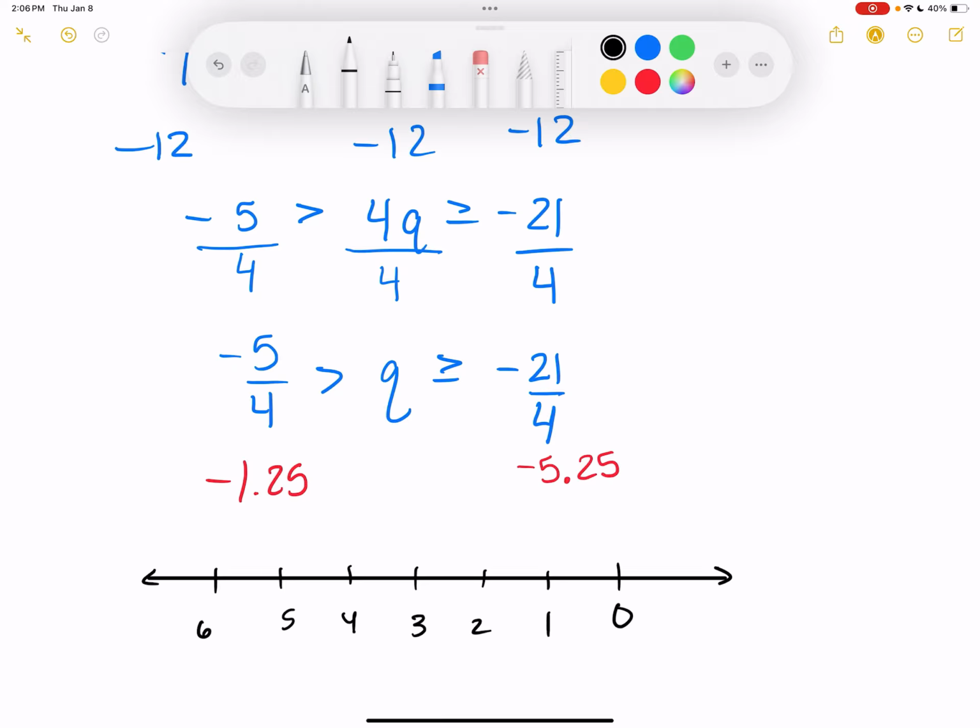All right, so I put these on here. This is an or equal to. So I put a bracket, or I erase the whole line, at negative 5.25. And then I put a parentheses at negative 1.25.